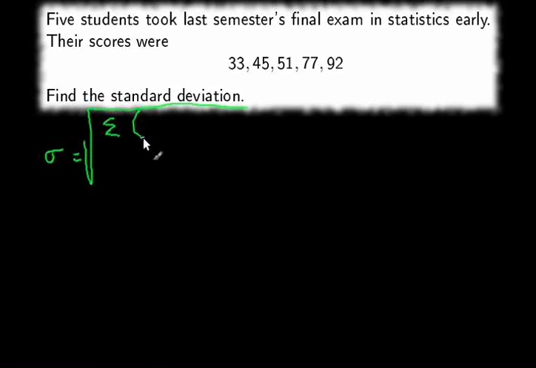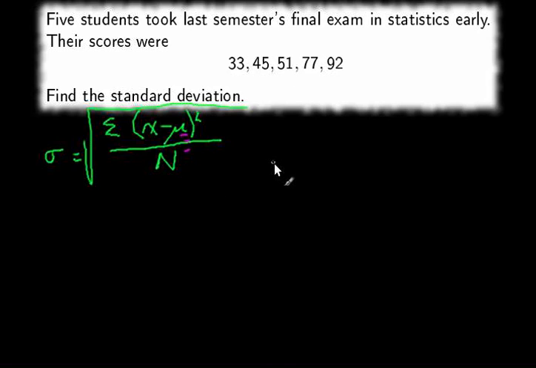of the sum of the deviations squared divided by the total number in the population. So what we notice from the formula is that we have to have the population mean mu first. So that's our first order of business.